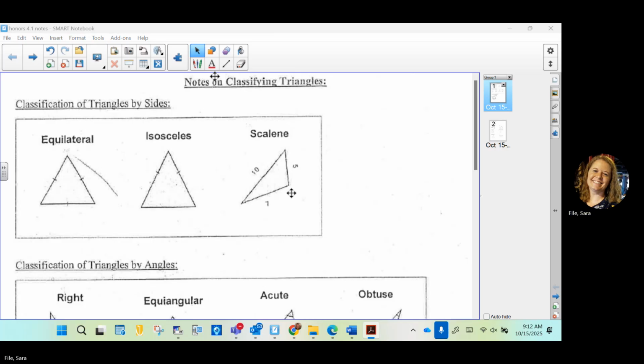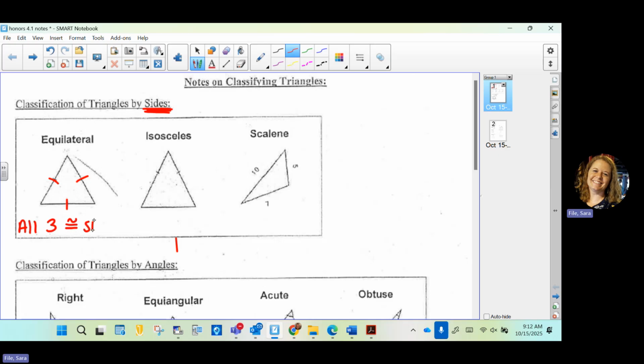Equilateral, isosceles. Okay, classifying by sides. All of these terms should look familiar. We're referring to these side measures. Equilateral means all three sides are equal, all three congruent sides. Isosceles means at least two equal sides, two congruent sides. Technically, an equilateral triangle is also isosceles.